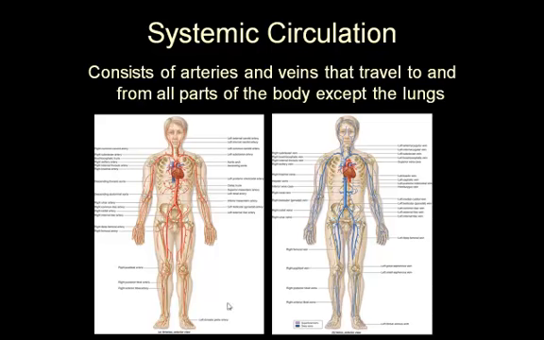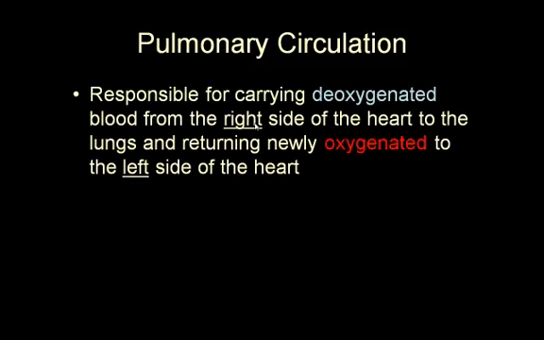Systemic circulation, as we mentioned before, consists of all the arteries and veins that travel to and from all parts of the body except the lungs. You see the systemic circulation of the arteries listed here on the left, and the venous network shown here on the right. Pulmonary circulation, though, deals with carrying deoxygenated blood from the right side of the heart to the lungs and ultimately returning newly oxygenated blood to the left side of the heart. So pulmonary circulation deals only with the flow of blood from the heart to and from the lungs.